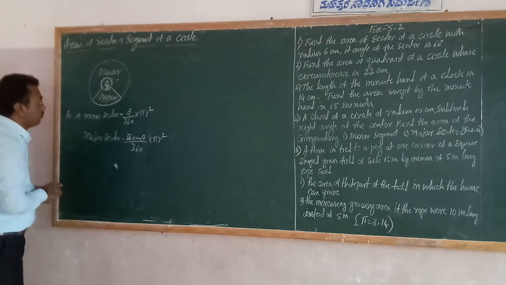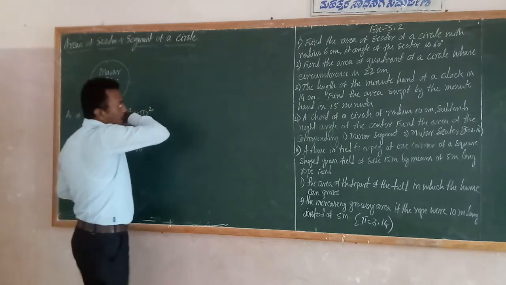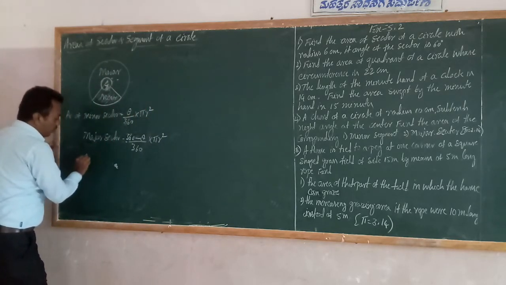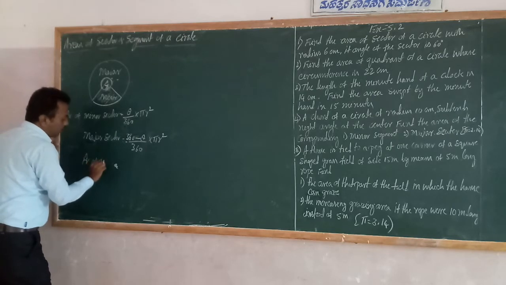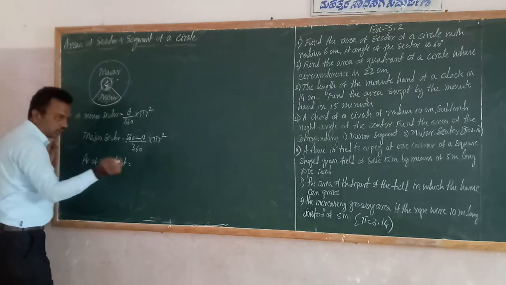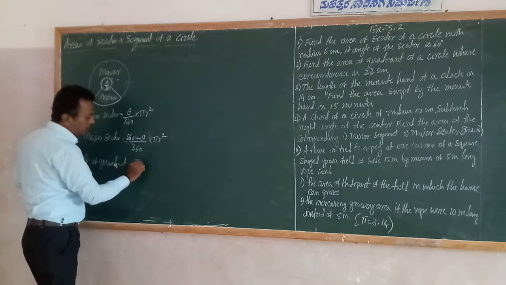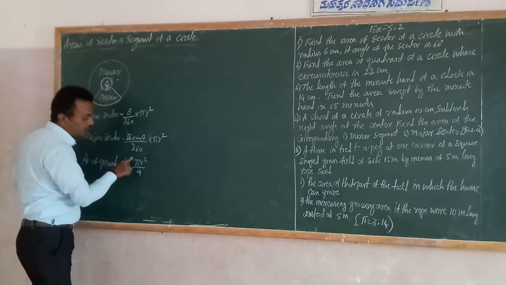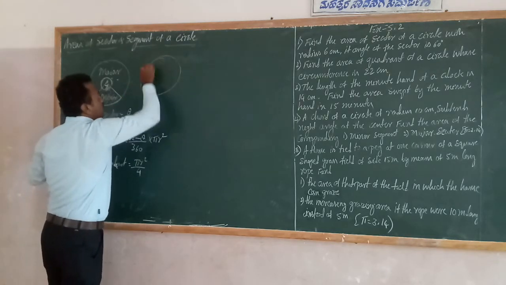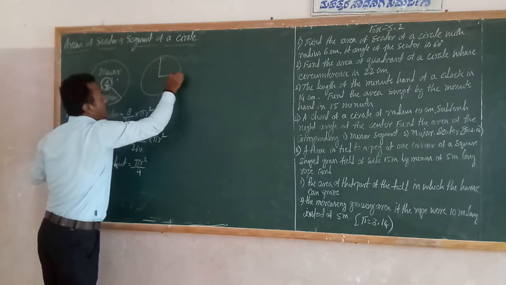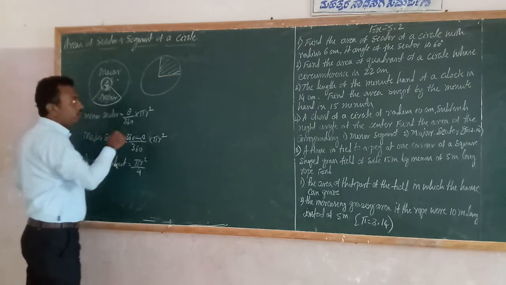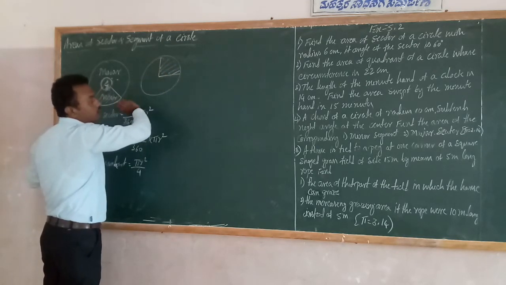Next, students, the area of a quadrant of a circle. We already know that; I told you in the last classes. What is it? Pi r square by 4. How do we get pi r square by 4? See students, this is a circle and this is a quadrant of a circle, the fourth part. One fourth of the circle is called a quadrant of a circle.